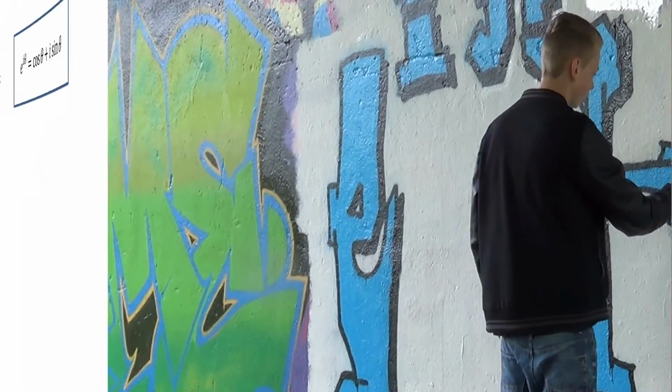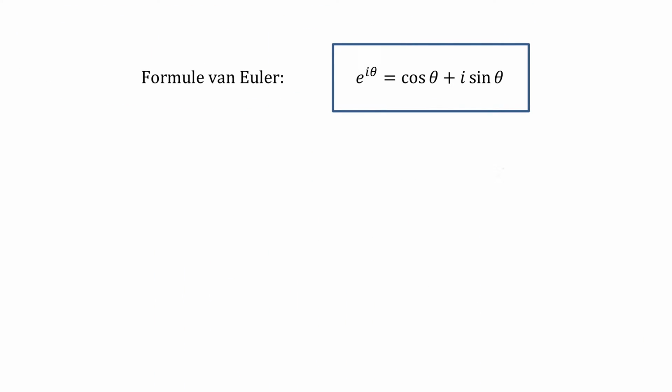Here I have written down Euler's formula once again. e to the power i theta equals cosine theta plus i sine theta. Suppose you substitute pi for theta. You get e to the power i pi equals cosine pi plus i sine pi. You probably know that cosine pi equals minus 1 and that sine pi equals 0.